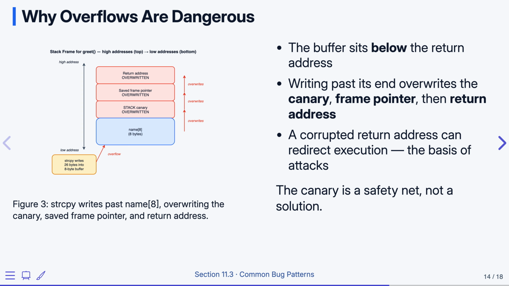But without the canary, the overflow silently corrupts the return address, and when greet returns, it jumps to whatever address was written there, crashing, or in an attack, running code chosen by the attacker. This is how the 1988 Morris worm spread, and how the 2014 Heartbleed bug leaked data. The canary is a safety net, not a solution.